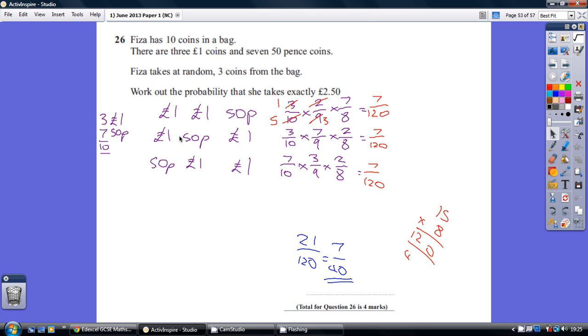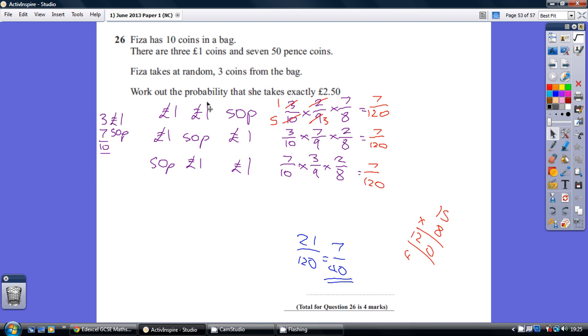So same idea with the second option, pound, 50p, pound. The first pound was 3 out of 10, then a 50p was 7 out of 9, and then a pound would be 2 out of 8, and so on. Well, you'll see that we've got the same 3 numerators and the same 3 denominators, just in a different order. So all 3 of these probabilities are the same: 7 over 120, 7 over 120, and 7 over 120.